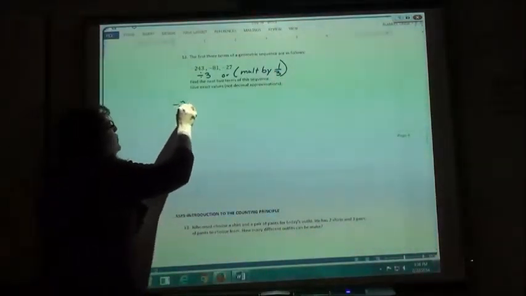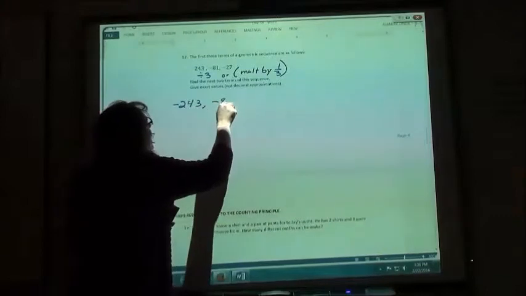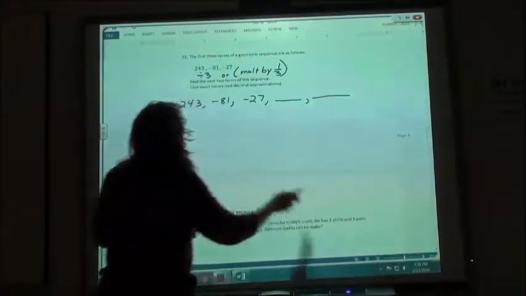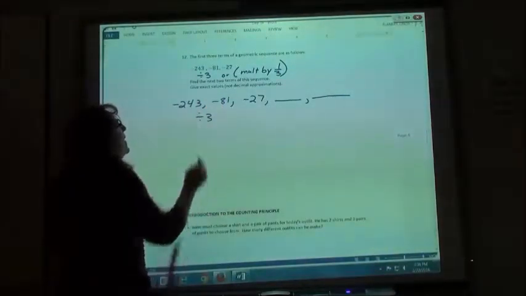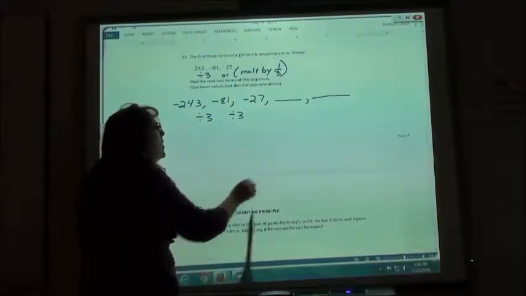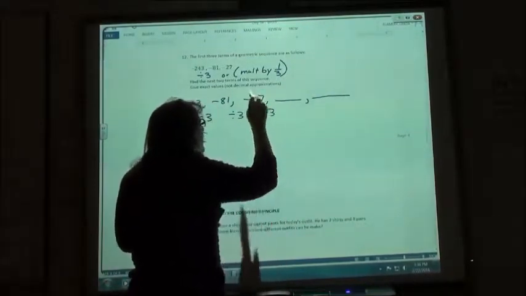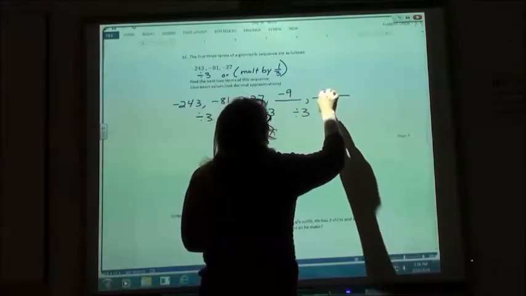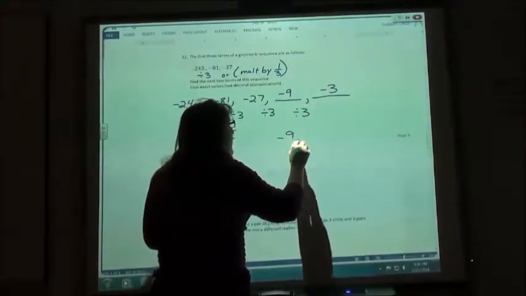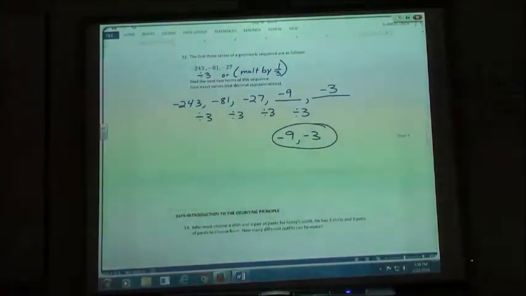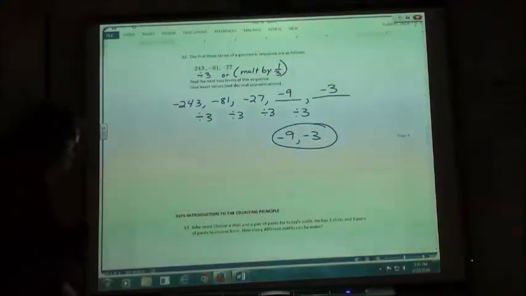So if I have negative 243, negative 81, negative 27, and I want to find my next two terms. If I divide by 3, I get negative 81. Negative 81 divided by 3 is negative 27. Negative 27 divided by 3 would be negative 9. Negative 9 divided by 3 would be negative 3. So negative 9 and negative 3 are the next two terms in my sequence. So a geometric sequence, you're either multiplying or dividing by the same number.